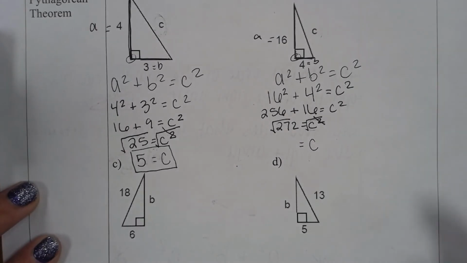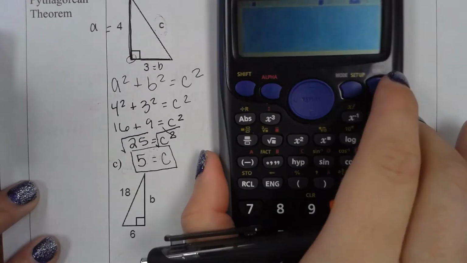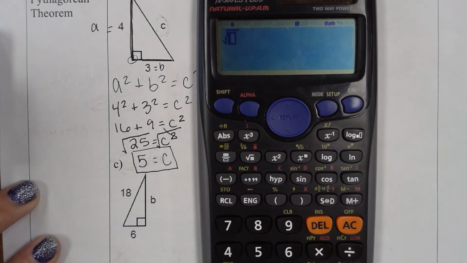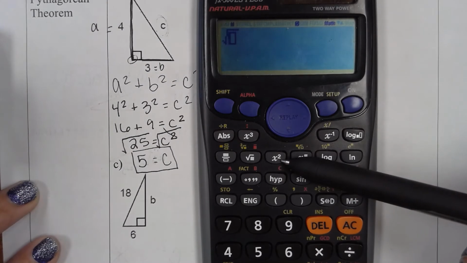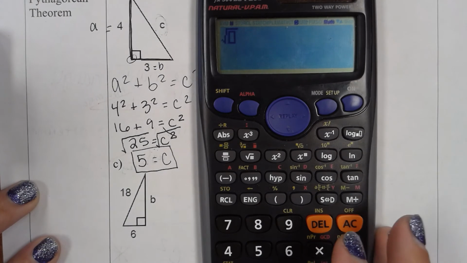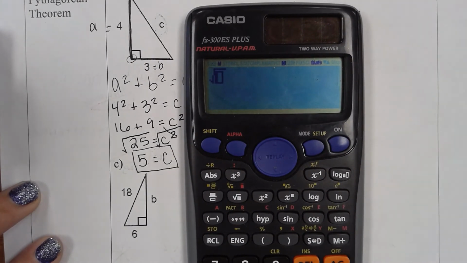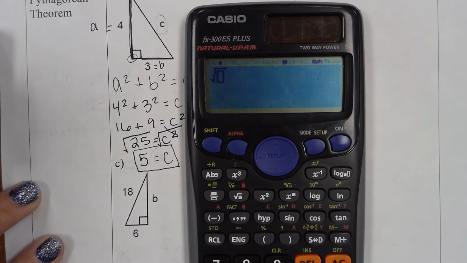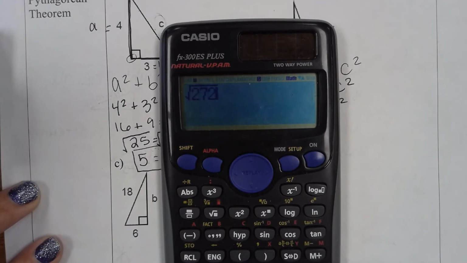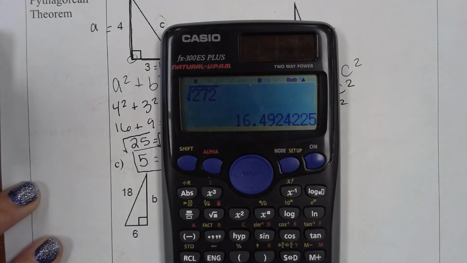And then taking the square root of 272, I know every calculator is different. My calculator actually does have that square root button. Others will have an x squared button, and your square root is going to be right above your x squared button, so you'll have to hit shift first and then x squared, and it should pop up your square root. If you need help with it, just ask your teacher and they can show you where your square root button is.